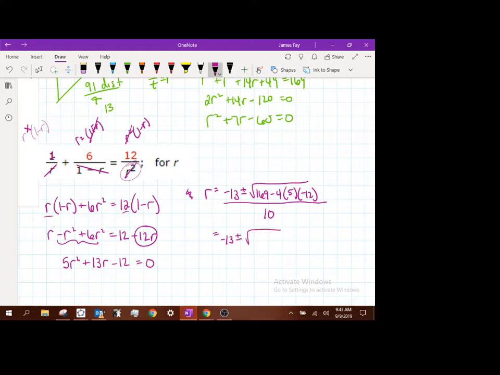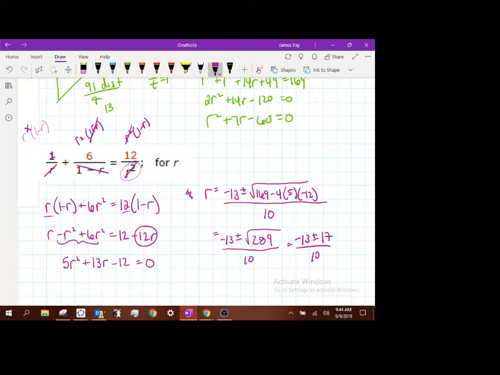So that's going to give me 169 plus 60 plus 120, 289, over 10. Anybody know what 289 is? Square root of 289. Good job, Chuck. Negative 13 plus or minus 17 over 10.